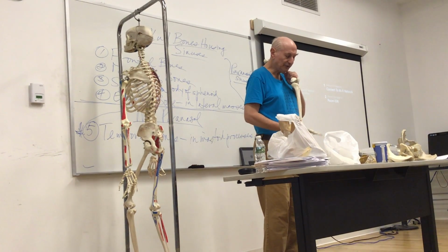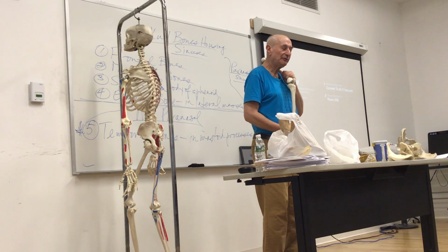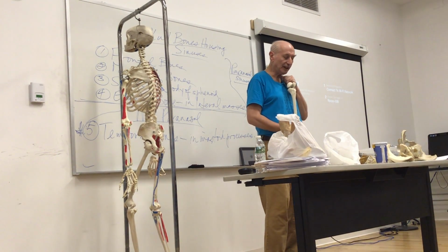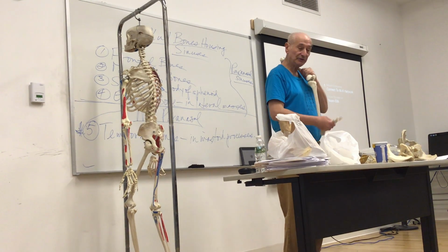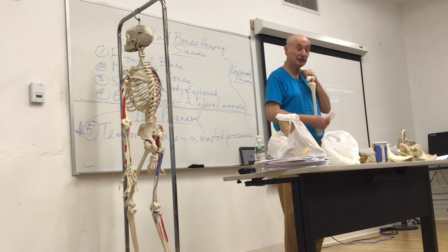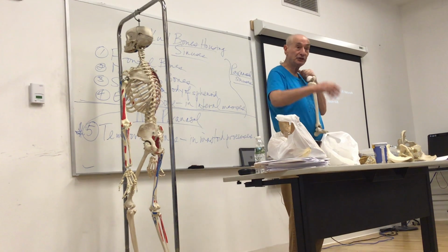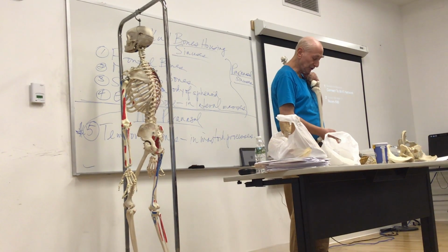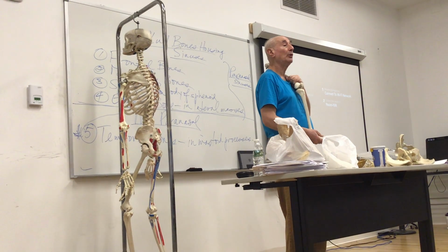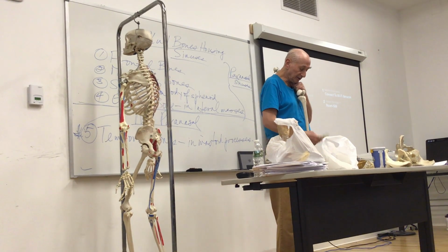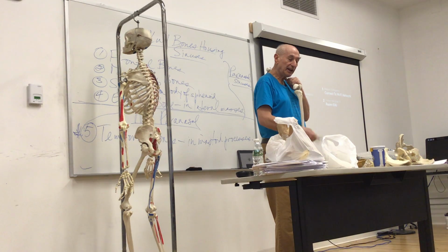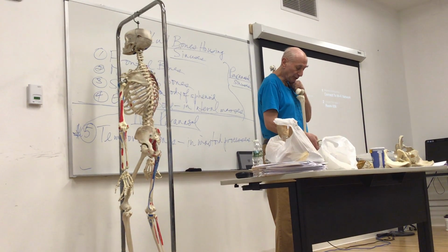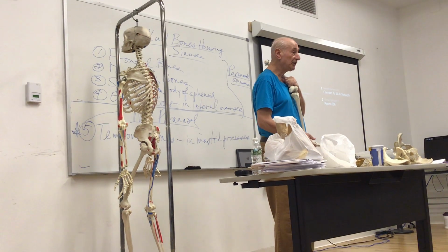Plantar flexion, dorsiflexion of foot, ankle, is performed by which of these joints? A, ankle joint only, B, intertarsal joints only, C, both, D, neither. The dorsiflex, plantarflex is performed by which of these? A, ankle joint only, B, intertarsal joints only, C, both, D, neither.